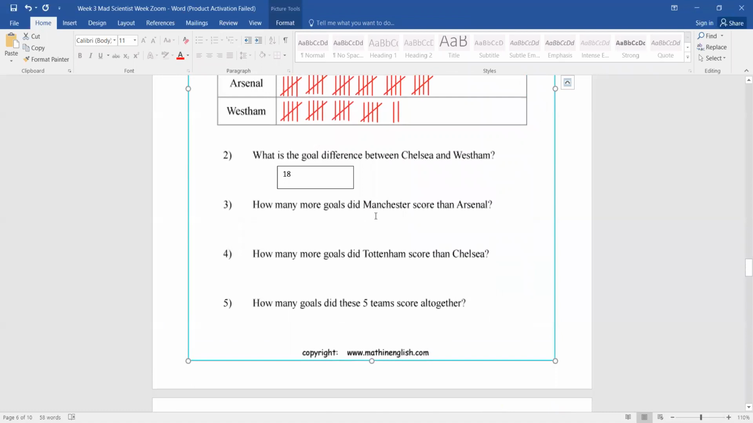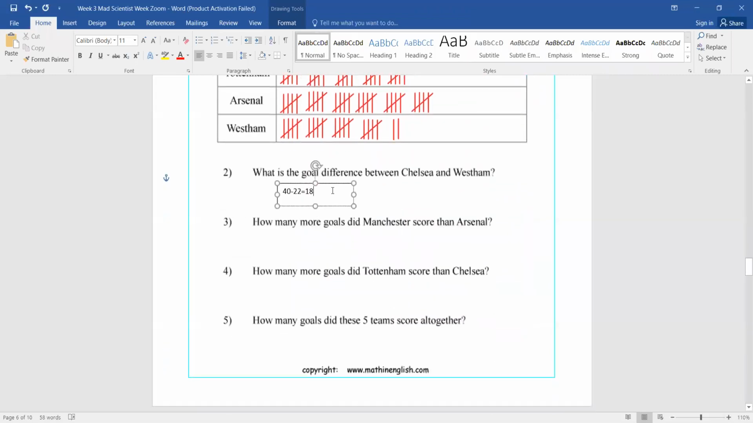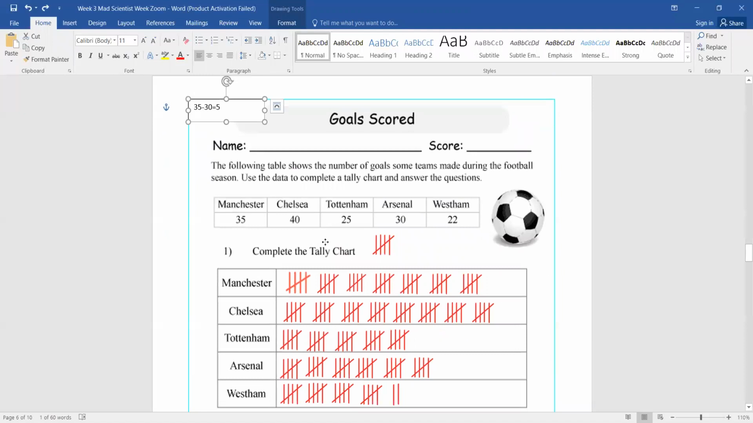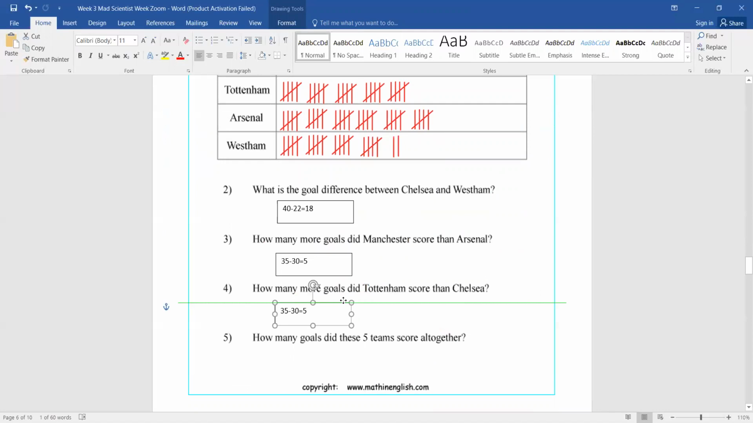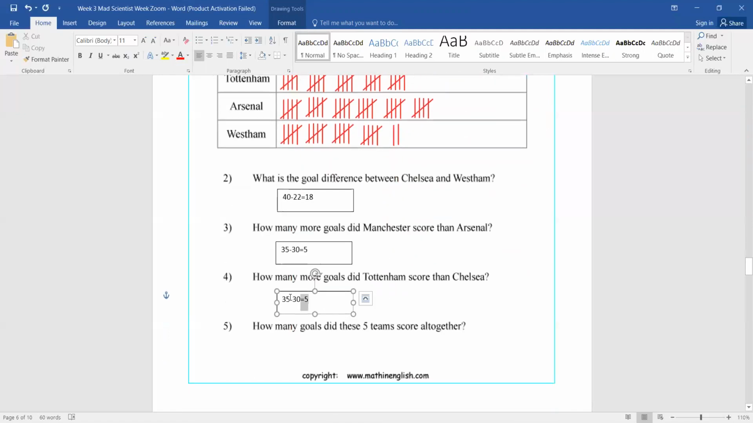Okay. How many more goals did Manchester score than Arsenal? Okay, so let's see how much Manchester had. 35 and Arsenal had 30. So, control copy, control paste. So, 35 take away 30 equals 5. How many more goals did Tottenham score than Chelsea? Sorry for the technical difficulties. Tottenham had 25. Chelsea is 40, so 40 take away 25 equals 15.